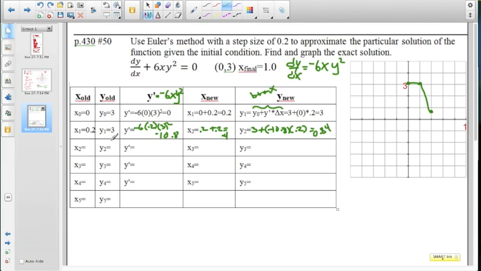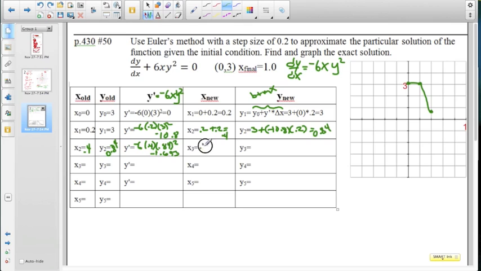And then that becomes our new starting point. We have our 0.4 and 0.84. And we're going to go ahead and calculate our slope. So it's minus 6 times 0.4 times 0.84 squared. And that value is negative 1.693 for a slope, so a much smaller slope, but still negative.